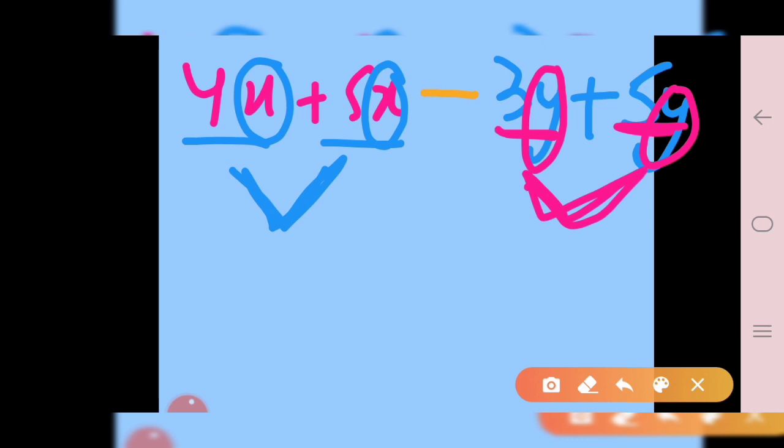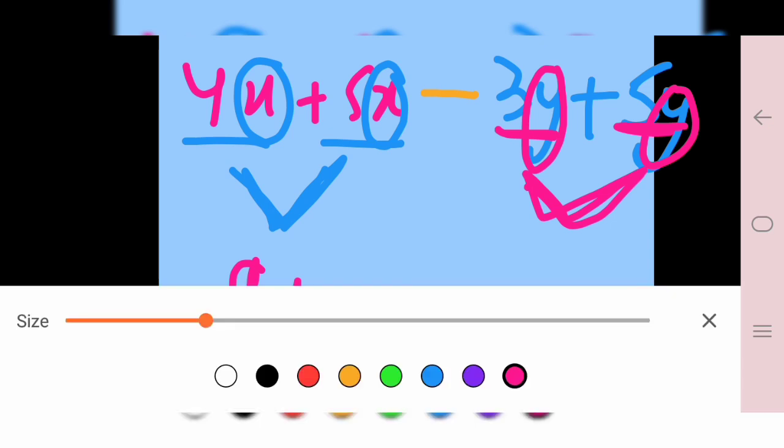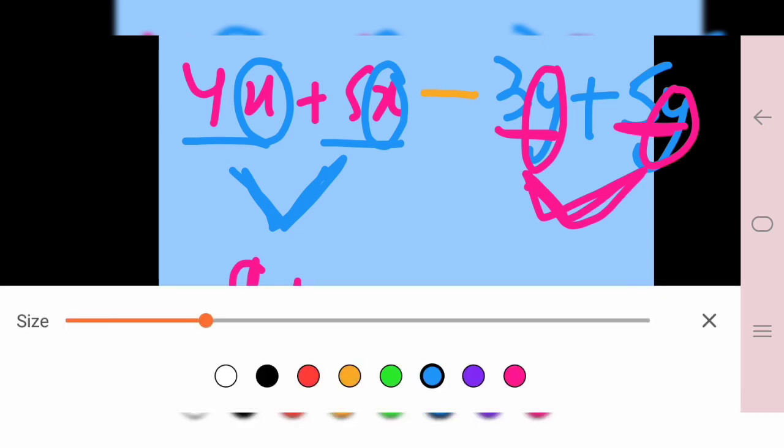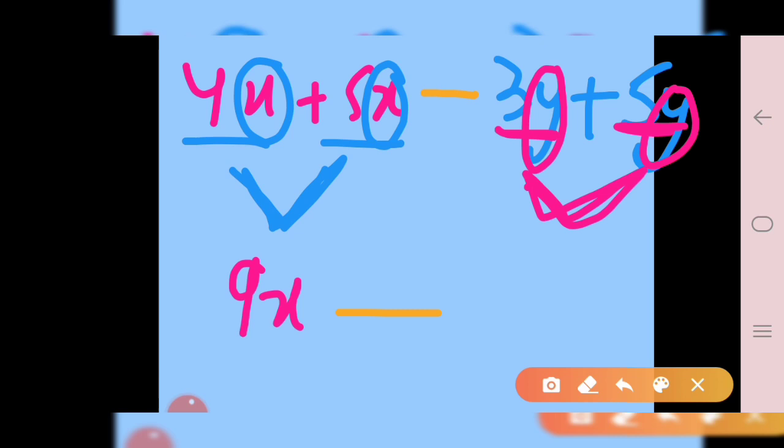So if I look over here, 4x plus 5x gives me 9x. 4 plus 5 is 9x. Then we will be having a subtraction sign in between, minus. Then goes 3y and 5y. 3y plus 5y are going to be of the same family. So I'll just add them together. So 5 plus 3 is 8. And then y will be there down. So I'm going to get the answer, that is 9x minus 8y.